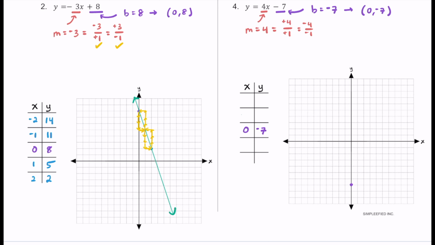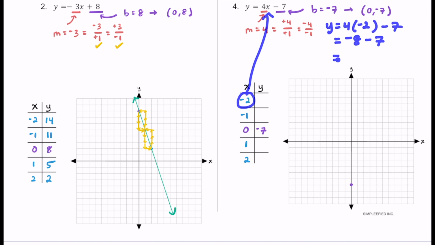And I'm just going to go down to negative 1 and negative 2 and go up to positive 1, positive 2, and just start plugging in our x values. So for negative 2, we plug that in here. That's going to be y is equal to 4 times negative 2 minus 7. Now 4 times negative 2 is negative 8. Negative 8 take away 7 is the same thing as negative 8 plus negative 7, which is negative 15.